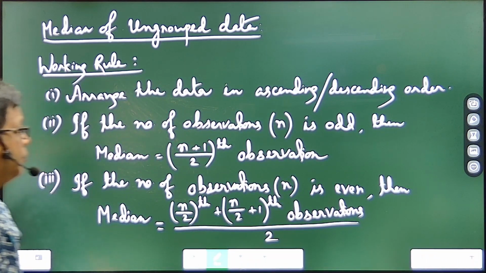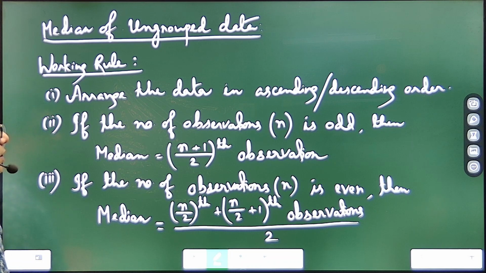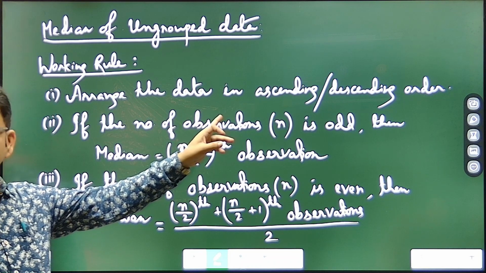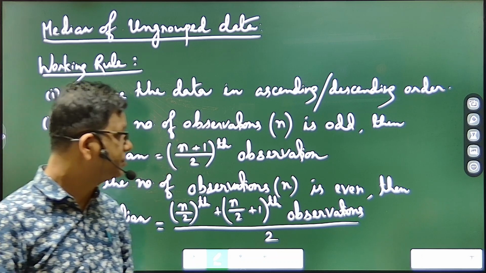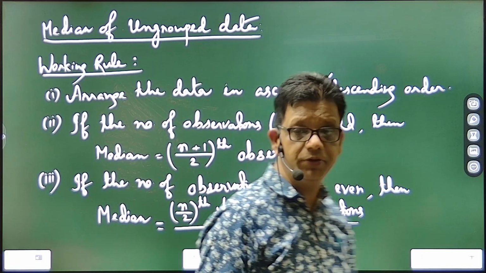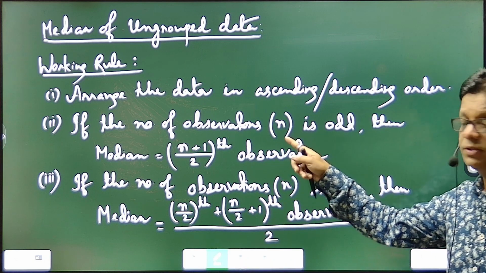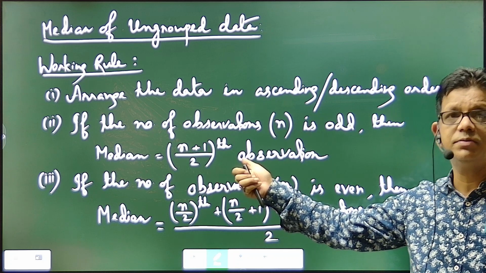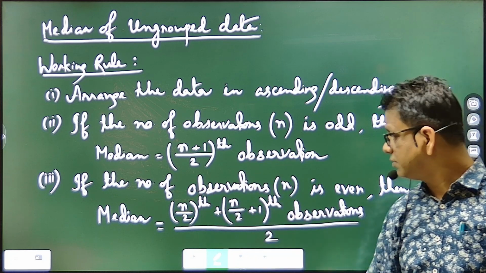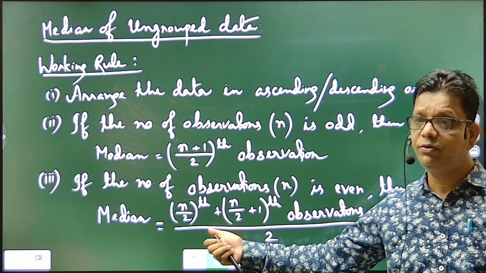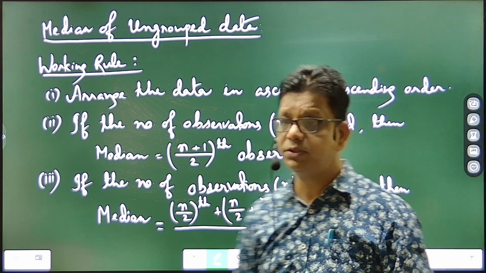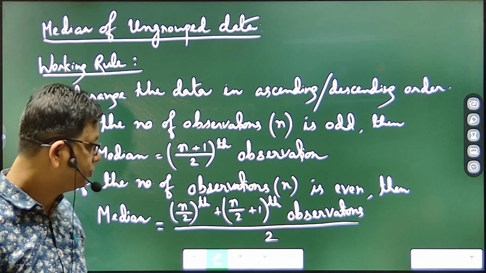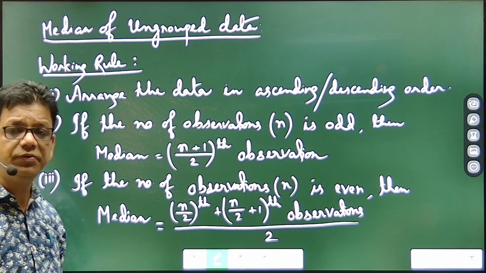To find the median of a group data series, we arrange the data in ascending or descending order. That is the first thing we should do. Then, if the number of observations n is odd, the median will be the (n plus 1) by 2 observation. If n is even, we find the average of the n by 2 observation and the n by 2 plus 1 observation, divided by 2.